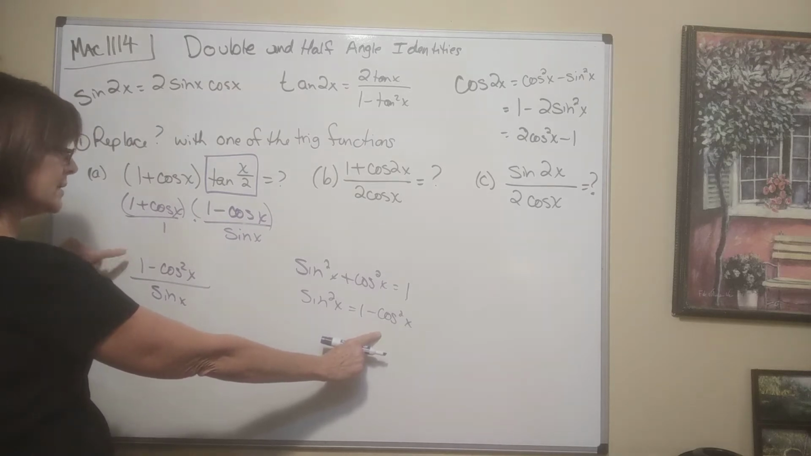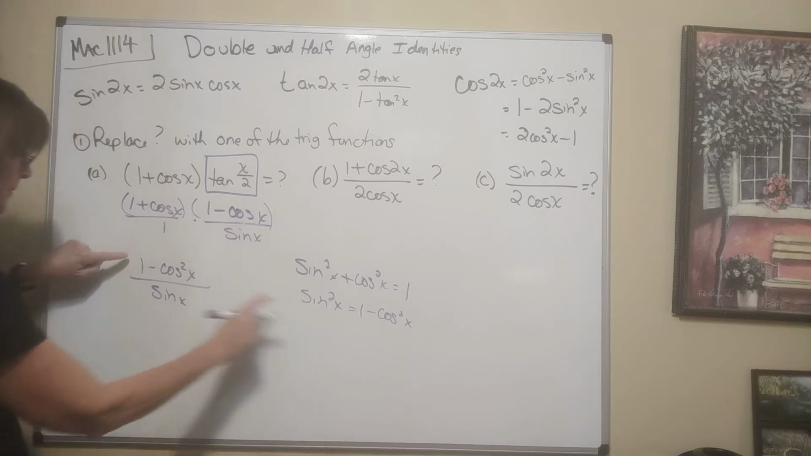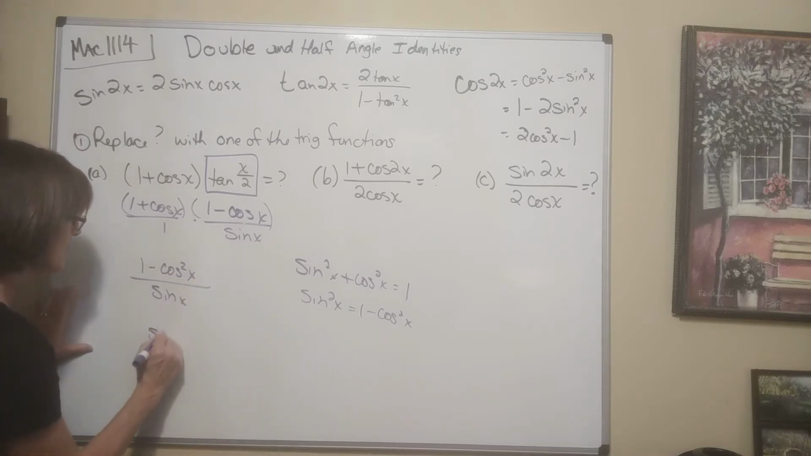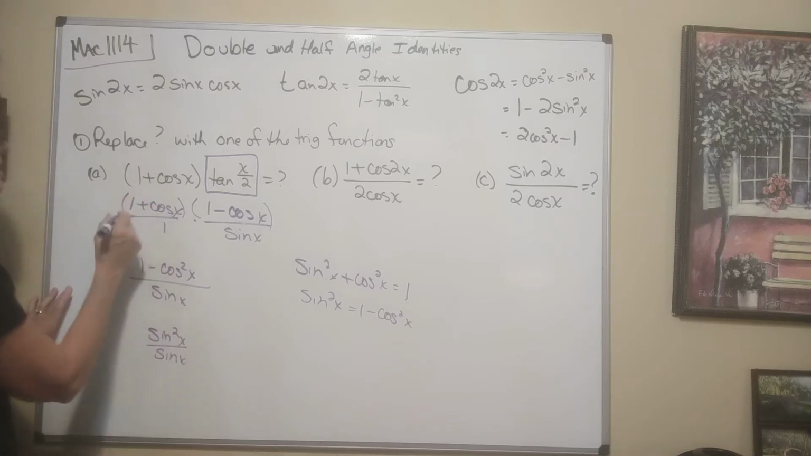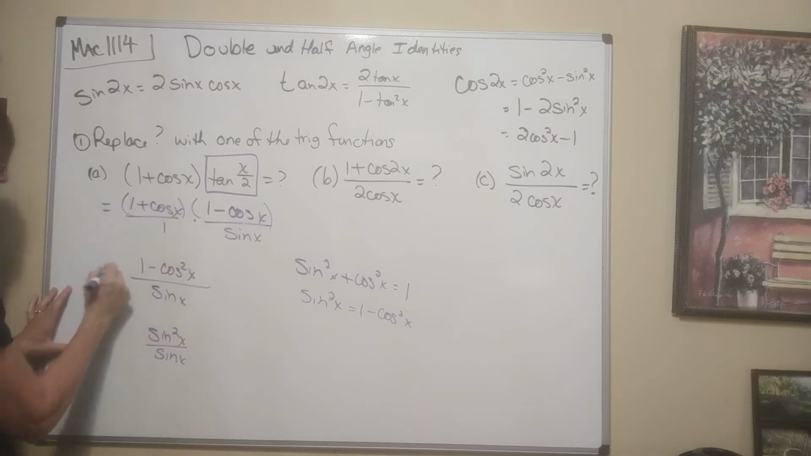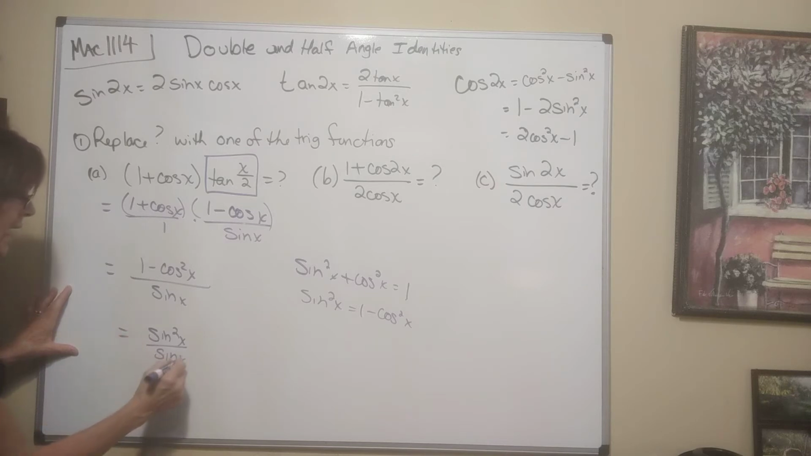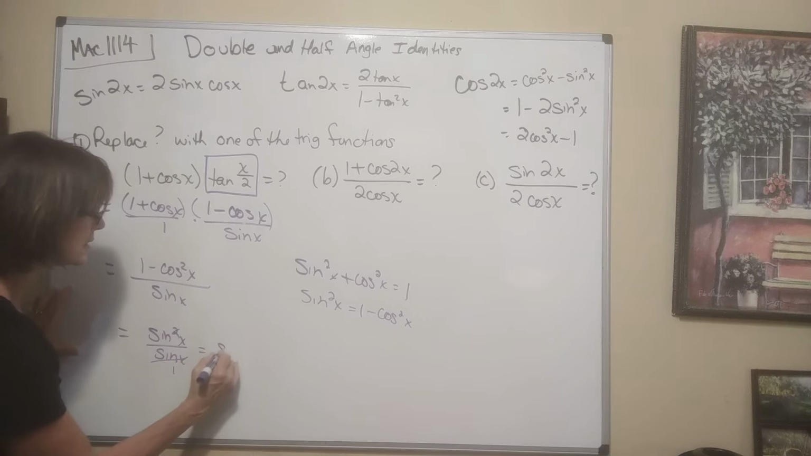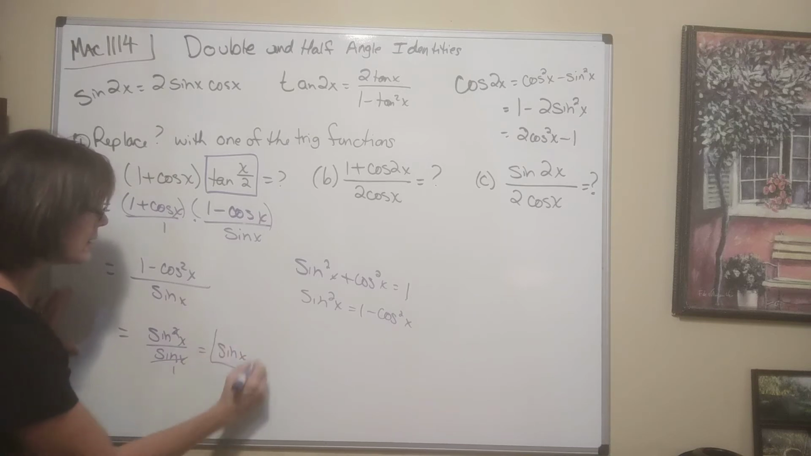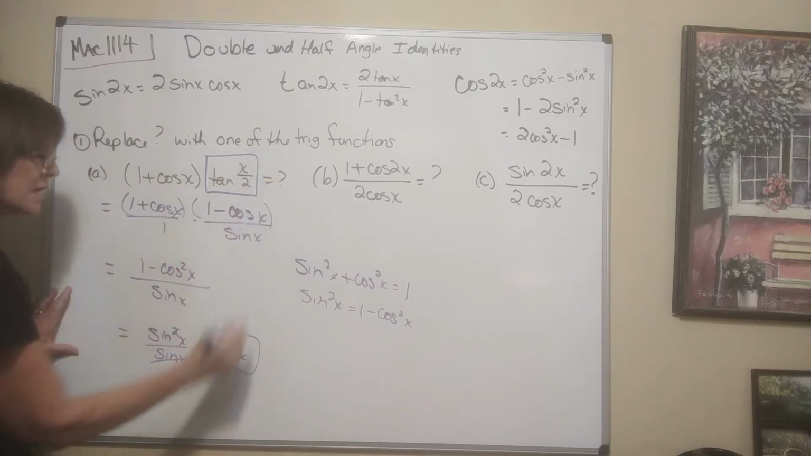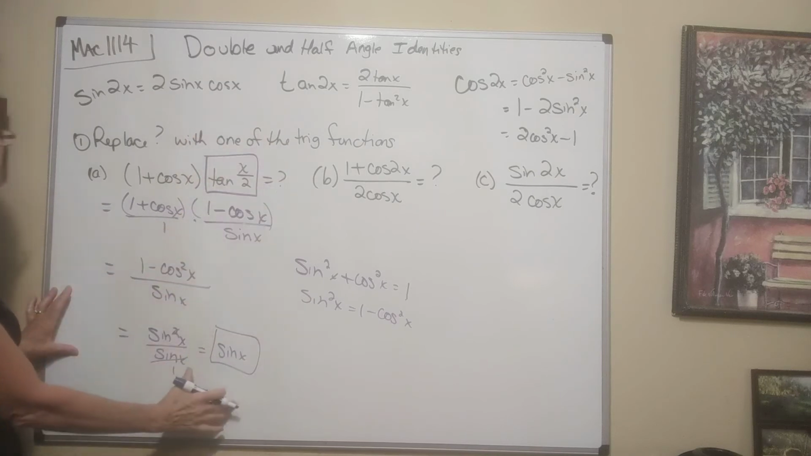And so I'm going to replace this top numerator with the sine squared of x. So this becomes the sine squared of x divided by the sine of x. So this is equal to this, is equal to this, is equal to this. And so one of these sines will go into one of these, and this is equal to the sine of x. So the question mark became sine of x when we did some simplification.